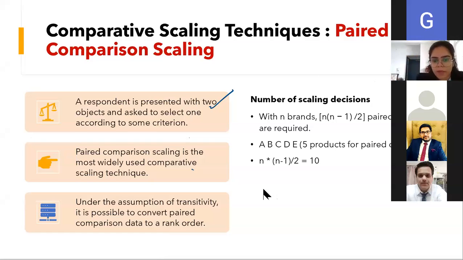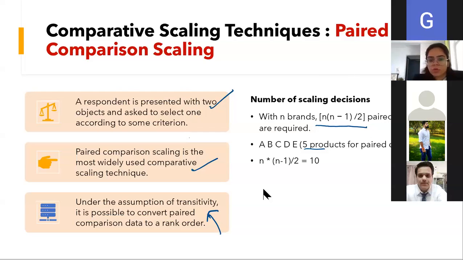It is widely used for comparative scaling techniques, and there's an assumption of transitivity. I'll come to that. The number of scaling decisions that one has to take is n into n minus 1 by 2. For example, if you have to do paired comparison of 5 brands, how many pairs will you create? If there are 5 brands, say A, B, C, D, E, then A, B; A, C; A with D; A with E. So the total number of pairs will be how many? 10. 10, right. So the number of scaling decisions is 10.